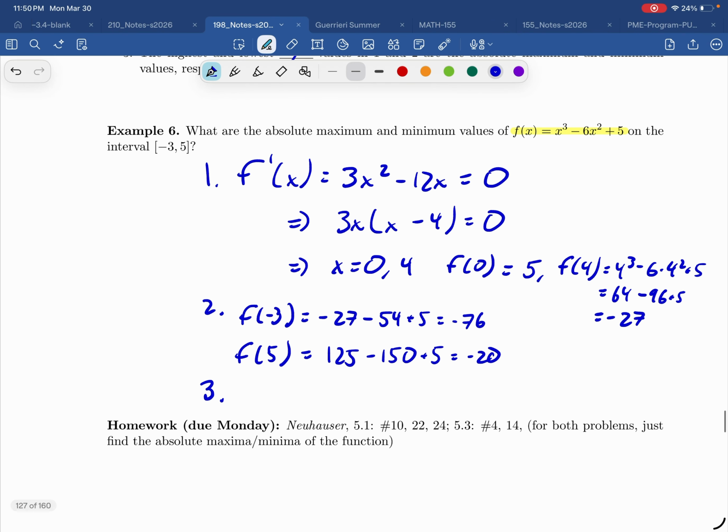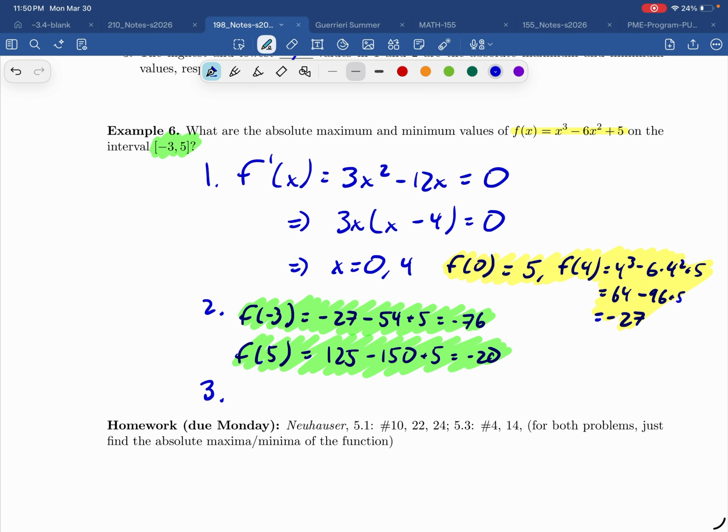So for part 3, we just look at all these values, right? We have f of our critical numbers. We have f of our endpoints. Right, so that's step 2. And we just find the highest and lowest of these values.